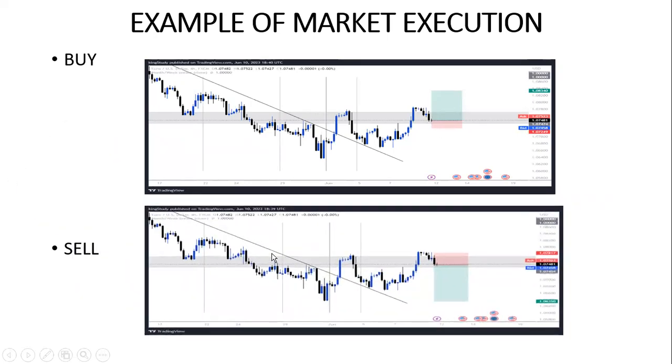Now let's look at the sell aspect. Where the price is, you click the sell button, and quickly you are in a position to sell, predicting that the market will drop to the downside. So this is a sample of market execution, or instant execution.